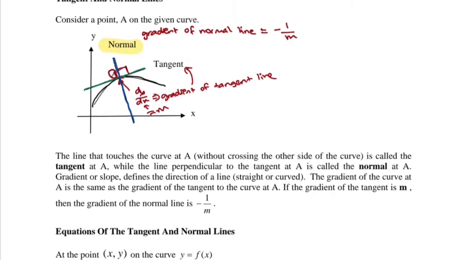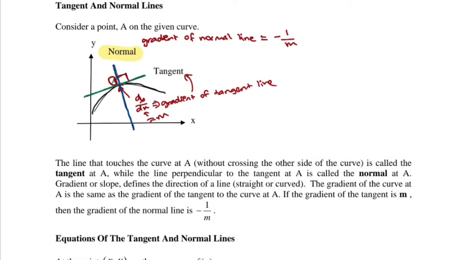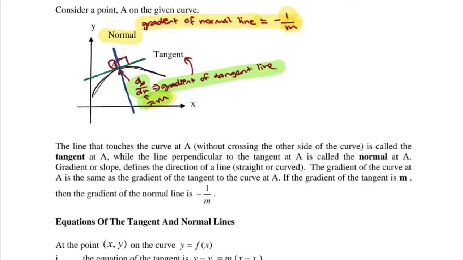So the important thing for you to remember for the tangent is that the gradient of the tangent line is dy/dx, or equal to m. And the gradient of the normal line is equal to -1 over that m. So this means if you want to find the gradient of the normal line, we have to first differentiate, finding the value of dy/dx, and then you put -1 over that value.